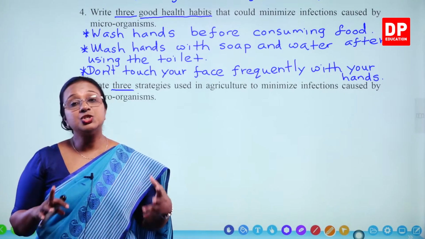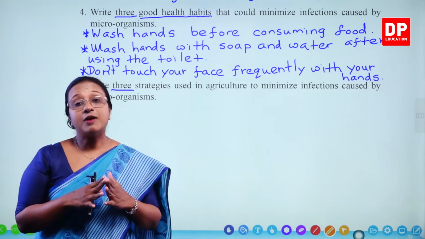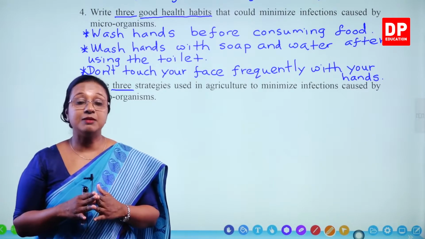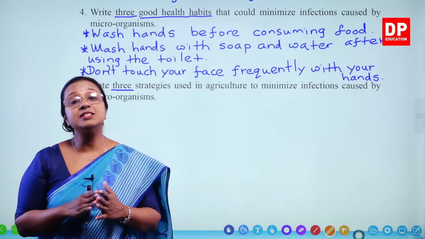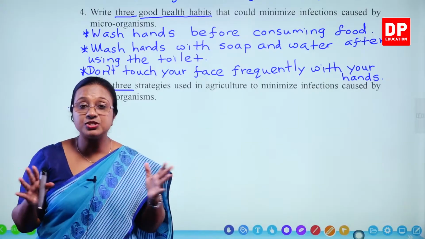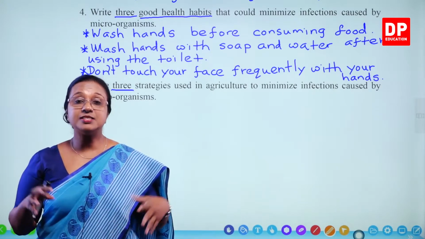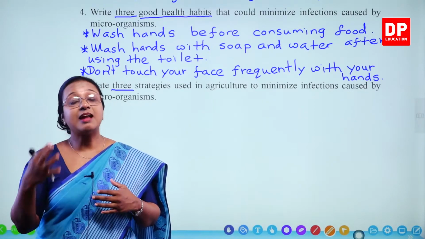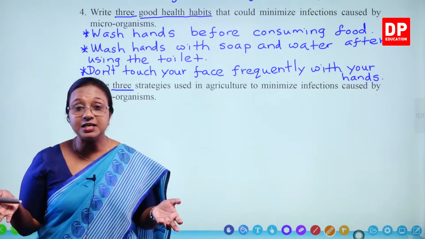Another method is to add ash. That is a natural method. It has been followed from a very long time. Adding ash. Ash with soil prevents fungal infections or reduces fungal infection. At the same time, what they can do is they can use things like the rice hulls or the hay that can burn quickly.